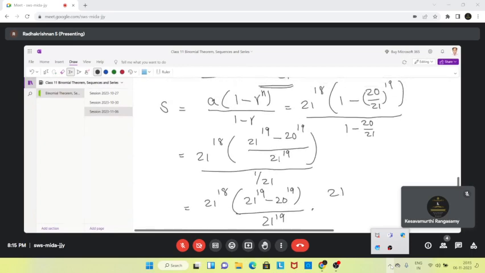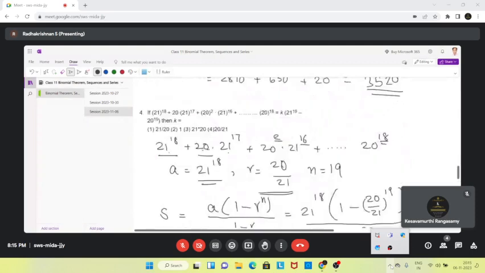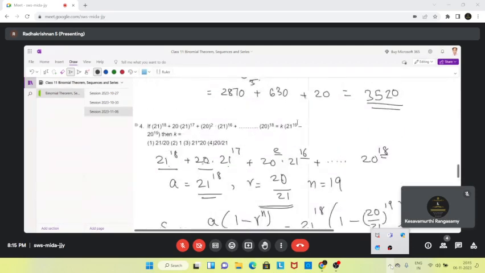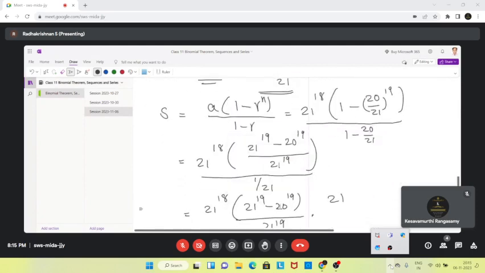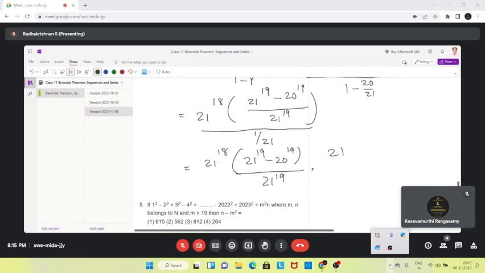So now you see the question, it says k into 21 to the power of 19 minus 20 to the power of 19. So we got it nicely, 21 to the power of 19 minus 20 to the power of 19. So apart from this, whatever else that remains is your k. Right.